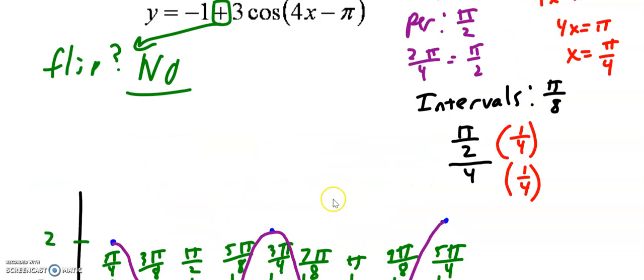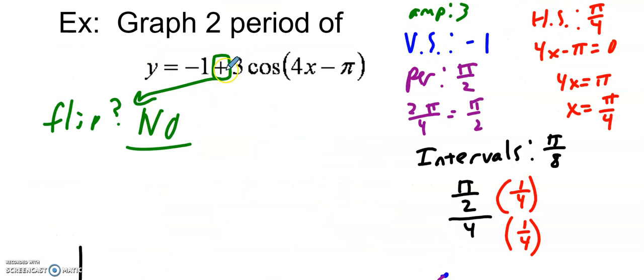All right, here's my graph. Here's my information. Flip, no, because it's positive. Amplitude is 3, vertical shift is -1, period is pi over 2, because 2 pi divided by 4 is pi over 2. The intervals are pi eighths, because pi over 2 divided by 4 is pi eighths. Horizontal shift is pi fourths.